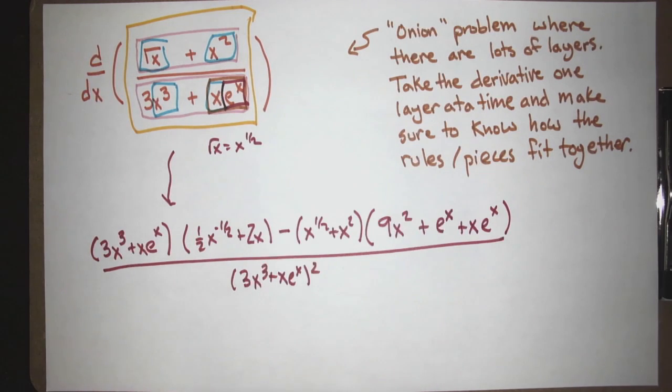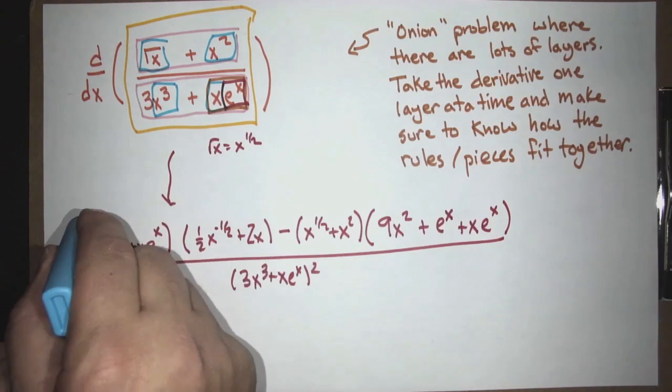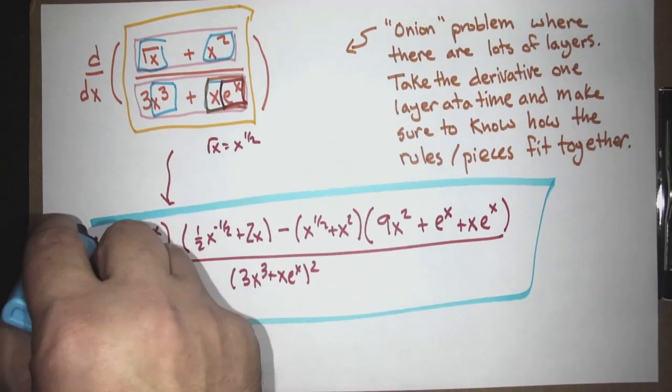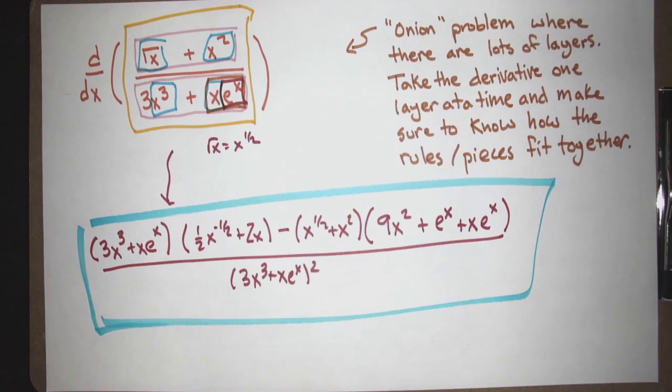Now, at this stage, what do you do? Well, you box your answer, because that's the derivative. And unless they tell you to simplify, you don't have to, because we're the nice calculus class.